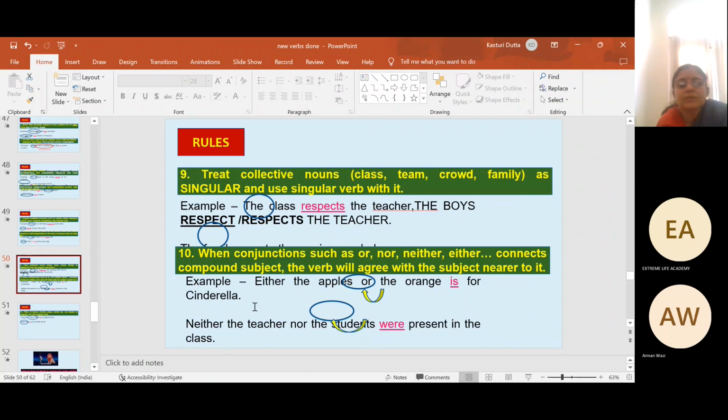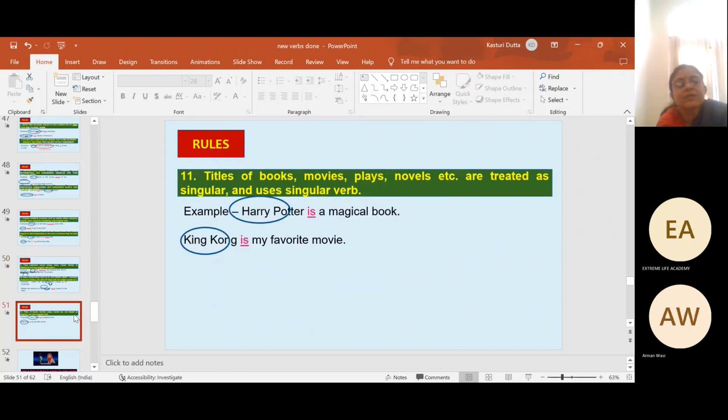So here also the same thing. Okay, now the last slide: "Harry Potter is a magical book." This is very simple. With any title, you cannot say "are." "Uncha is a wonderful movie." I saw a movie on Saturday, Uncha. It was a wonderful movie of Amitabh Bachchan. Did you see? It was a wonderful movie, okay?